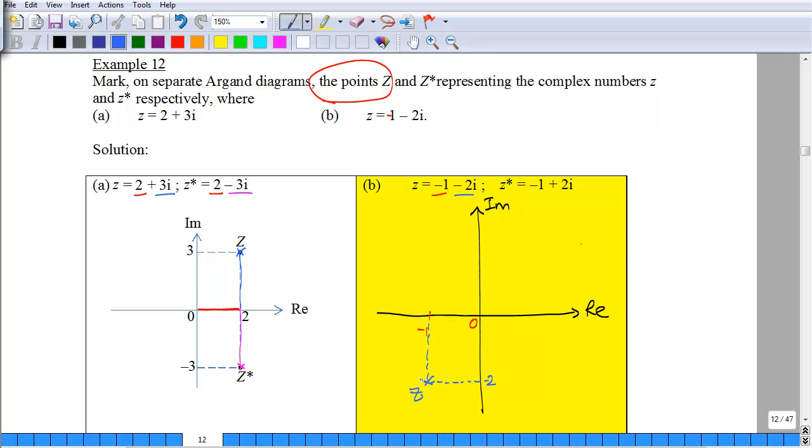In this case, since z is -1 minus 2i, z conjugate will be -1 plus 2i. Now z conjugate will be very much like z, for the real component is exactly the same. So again we go to the left side by 1 unit. Now because in this case the imaginary part is plus 2i, I know that I have to move upward by 2 units. So this point will represent the complex number z conjugate.